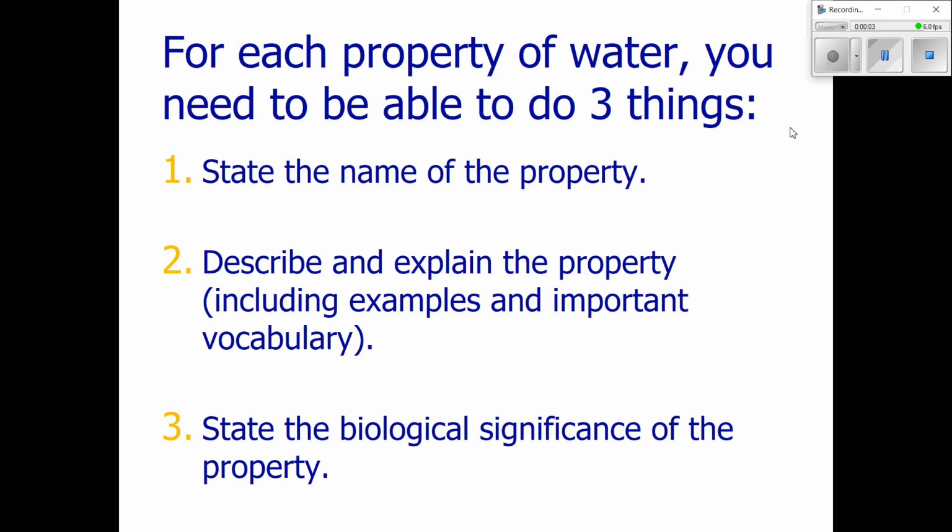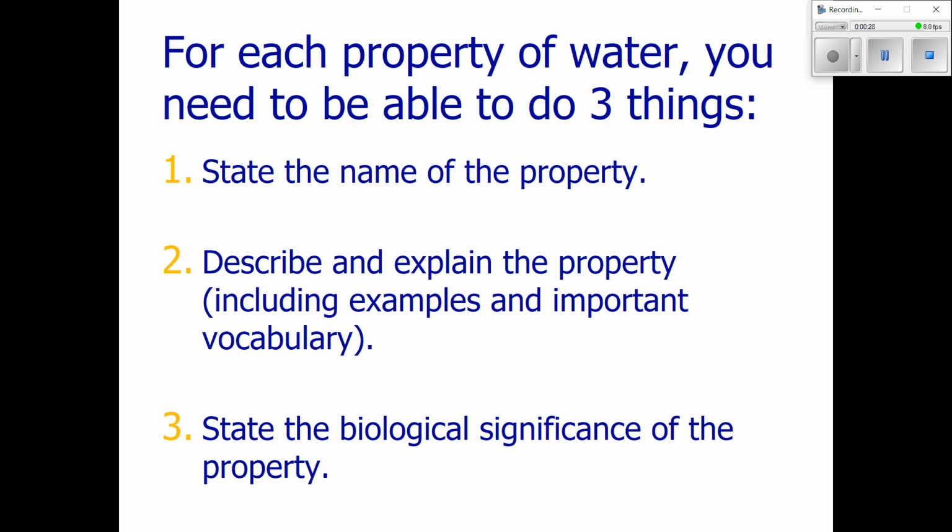Hello students, this is part 2 of our lesson on the extraordinary and important properties of water, and we're still covering pages 32 to 37 in the Campbell Biology in Focus textbook. We've already covered 2 of the 4 properties of water, and we've still got 2 left to talk about.